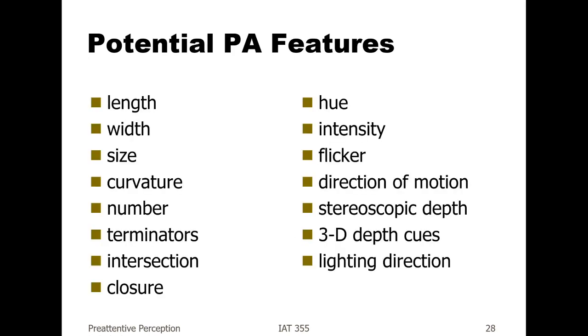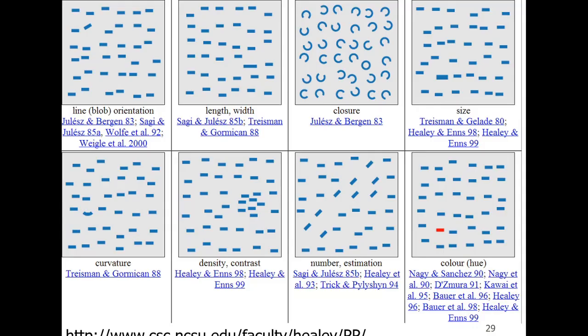So the potential pre-attentive features are things like length, width, size, curvature, number, terminators, and so on, as you see on this list. And perceptual psychologists over the years have tested each of these things to find how well they work as pre-attentive features. And what I'm going to do now is show an example of 8 of them. So here is a set of distractors with one or maybe a few different items, and you can see very rapidly that there are different ones.